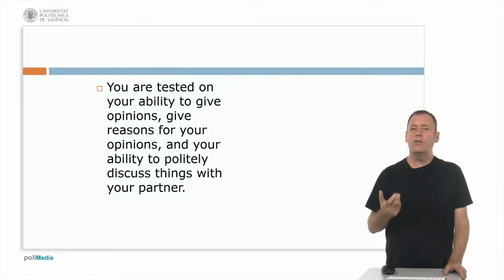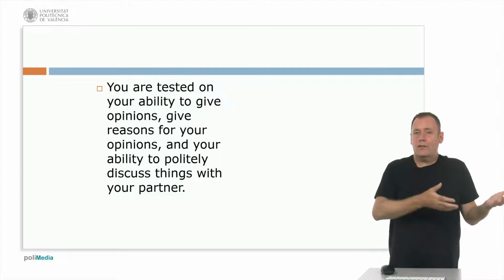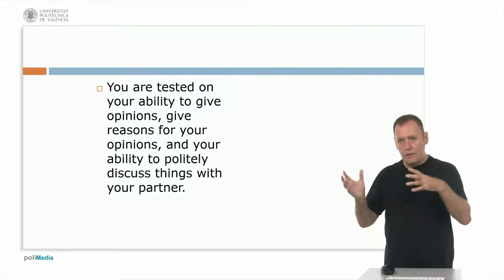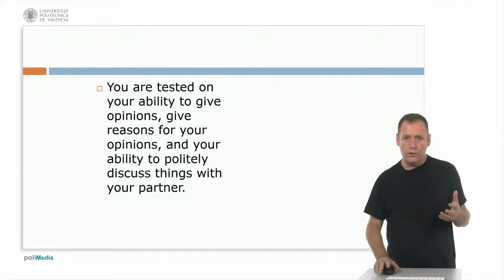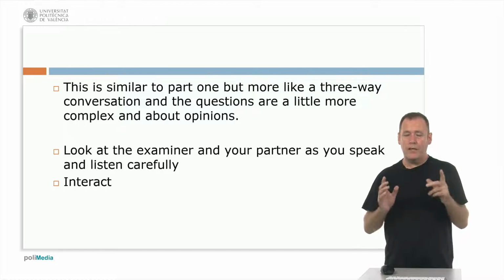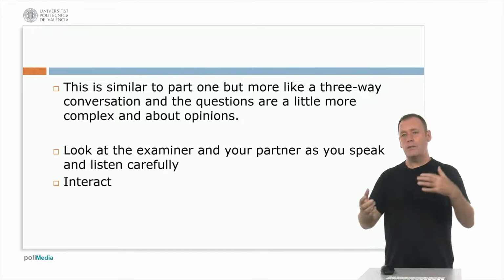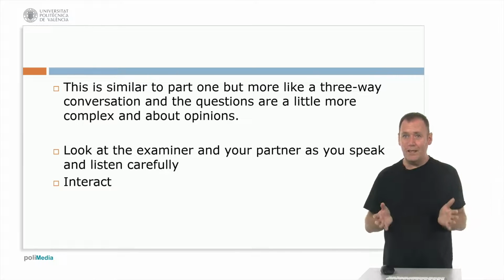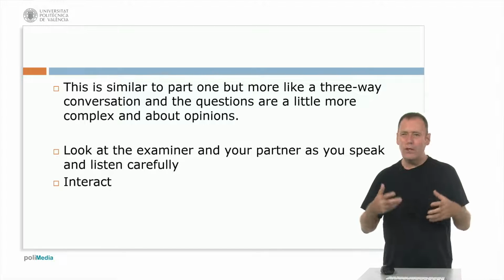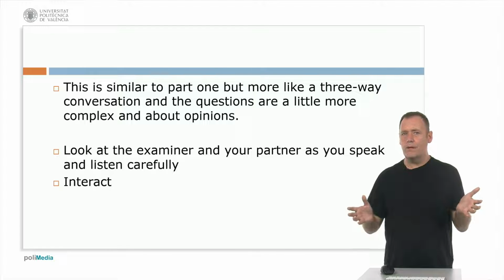You're tested on your ability here to give opinions, to give reasons for your opinions, and your ability to politely discuss things with your partner. So here, there's more interaction again. It's quite similar to part 1, but it's more like a three-way conversation between the two candidates and the examiner. And the questions are a little more complex and they're a bit more about opinions.